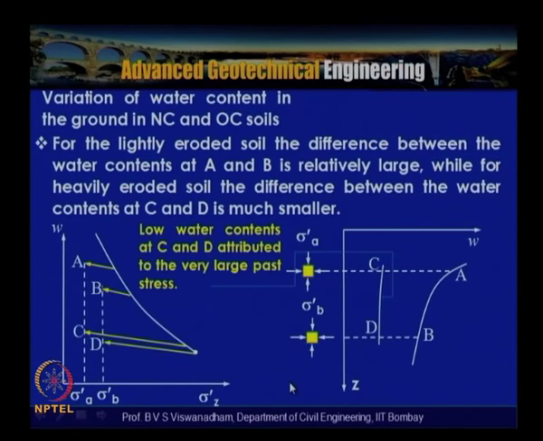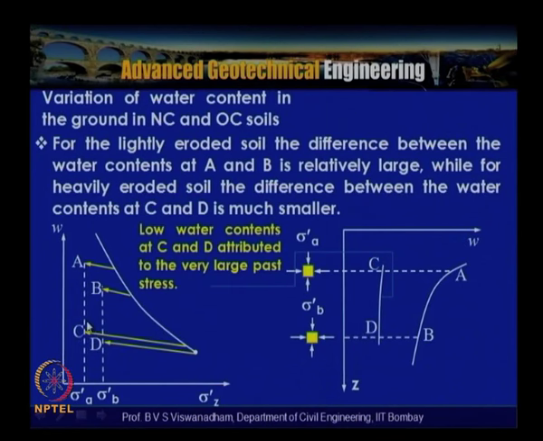Now, what will happen is that for the lightly eroded soil, the difference between the water content at points A and B is relatively large, while for heavily eroded soil, the difference between the water content at C and D is much smaller. Here, water content versus sigma dash z is shown. You can see this is the compression line, loading and unloading. This first limb refers to sigma dash A, and this is unloading. We have done the loading and unloading portion, simplified here, and this is point B, and you can see there is a distinct change in the water content here.